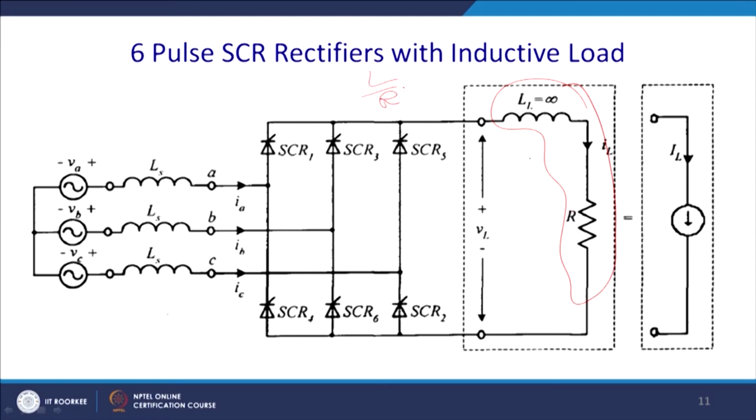When we say that the L by R ratio is, let us say, 10 times more, 10 millisecond or 100 millisecond, then we can take them, because the drop will be so small that we can consider this entity essentially a current source. And then what will happen? You will have a constant current source, and if you take these thyristors, what will happen?